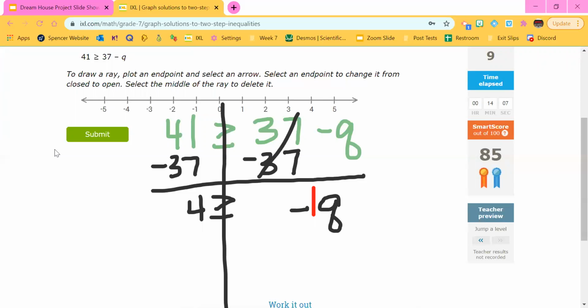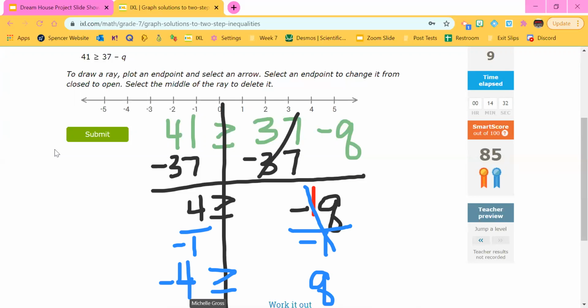So how would you undo times negative 1? We would undo times negative 1 by division. We would divide by negative 1. So we divide by negative 1 here, and we divide by negative 1 here. And that cancels that out with there, and we have just Q, and that's what we need. And we're going to keep this the same here, and then 4 divided by negative 1 is negative 4.